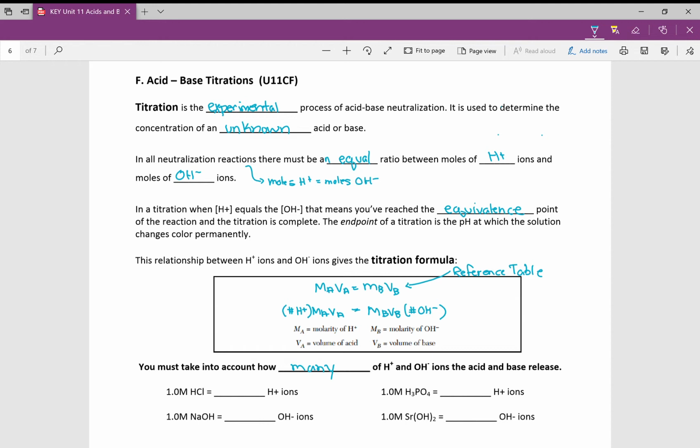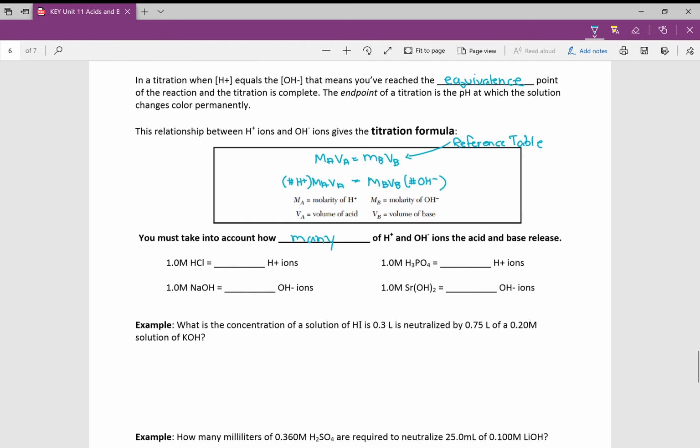So equivalence point and endpoint aren't the same thing. Equivalence point, again, has to do with the moles of H plus equaling the moles of hydroxide. The endpoint is where the color change occurs, and that signals to you that you're at the end of your titration. So this relationship of H plus ions and hydroxide ions leads to the titration formula.